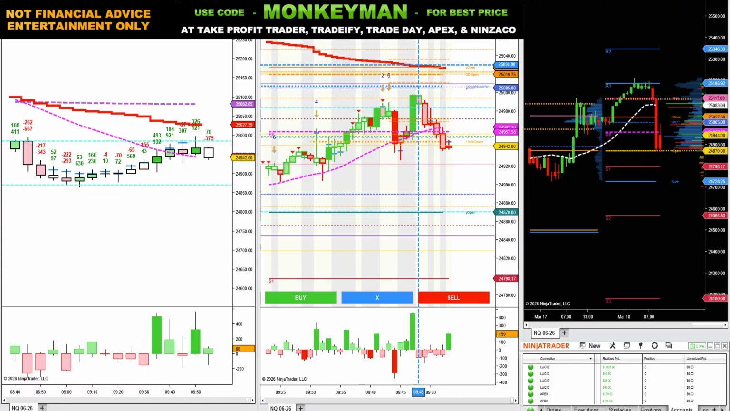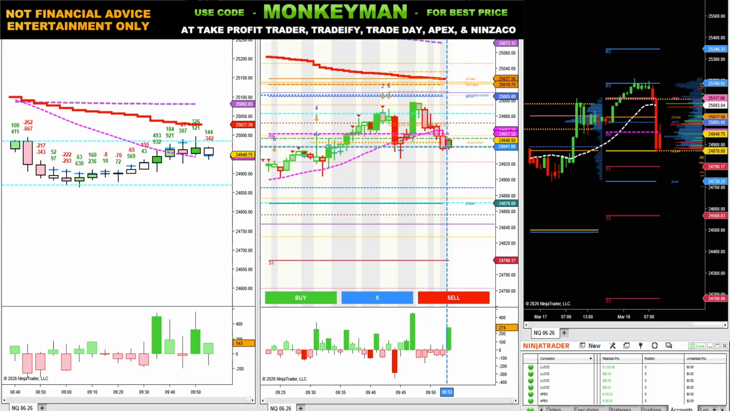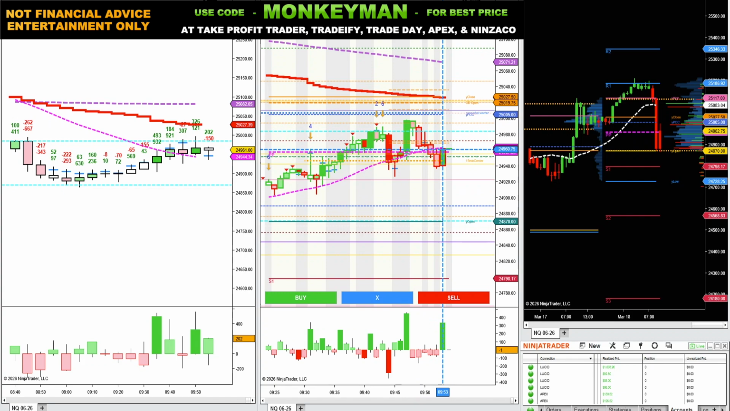We're still below VWAP, still below the 250 SMA. But you can see we're getting a little hold up here. The momentum of volume is drying up. And after this extended move to the downside, volume dries up. We're getting a little pop up here.